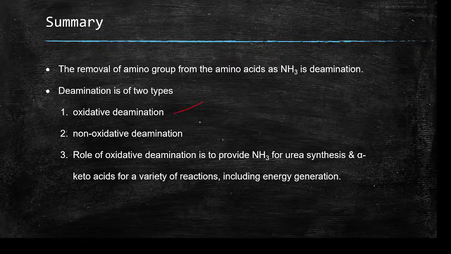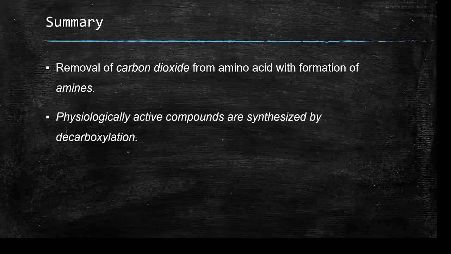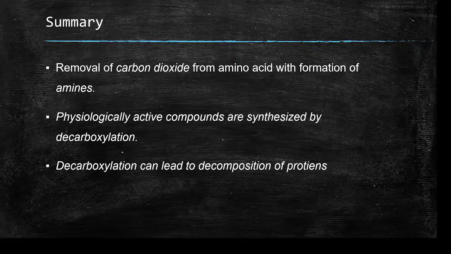So the removal of amino group from amino acids is known as deamination. So there are two different types: oxidative and non-oxidative deamination. Okay. So the role of deamination is to provide free ammonia for urea synthesis and also alpha keto acids for a variety of reactions, including energy generation. Okay. So the removal of carbon dioxide from an amino acid results in the formation of amines. So this is the decarboxylation reaction. Physiologically active compounds are synthesized by decarboxylation, and decarboxylation can lead to decomposition of proteins.